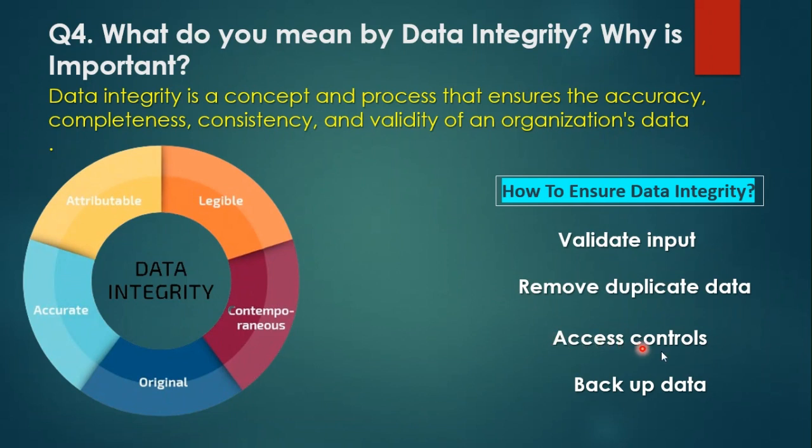Then access control. We can give access to particular authorized persons, for example admin and developer, so different access can be provided. Then back up the data. The DBA must ensure that the data is backed up regularly. This way we can ensure that data integrity is followed. So this is question number four.